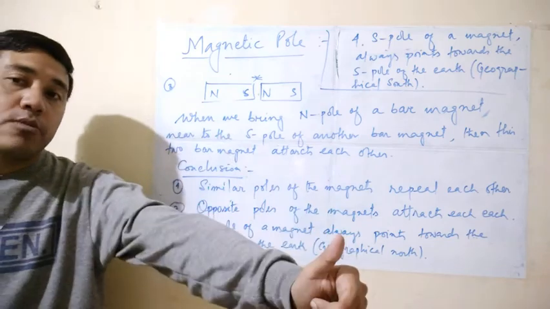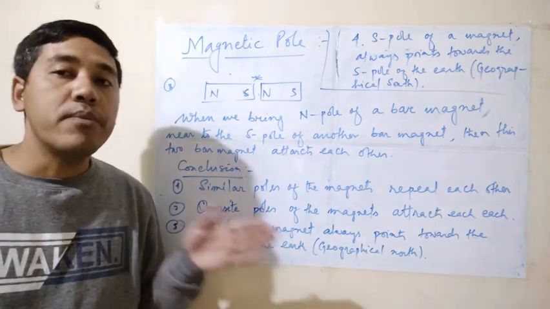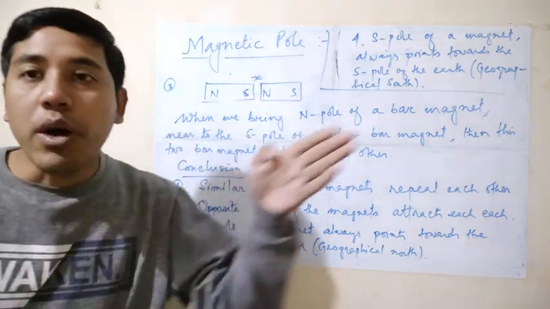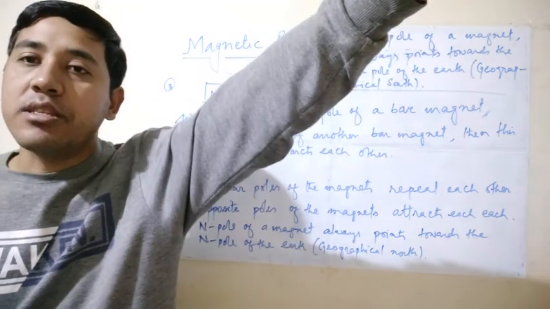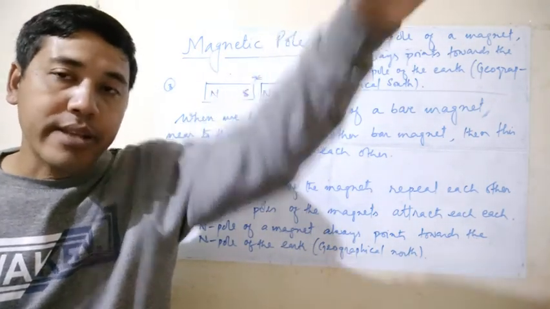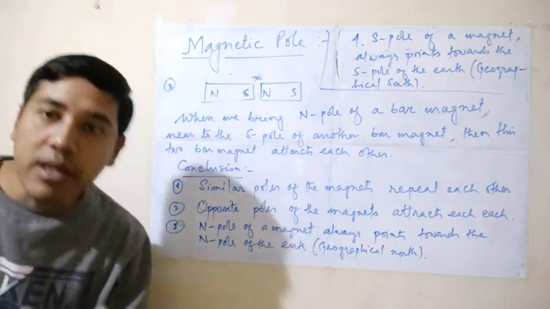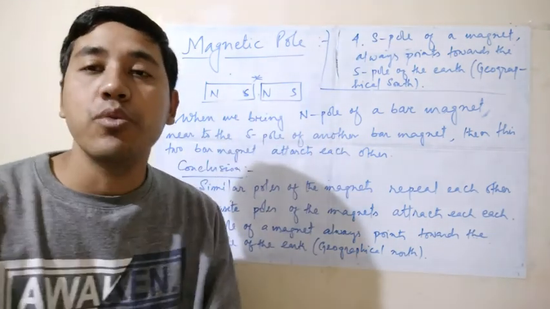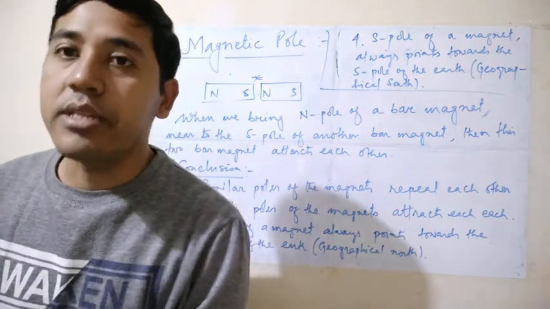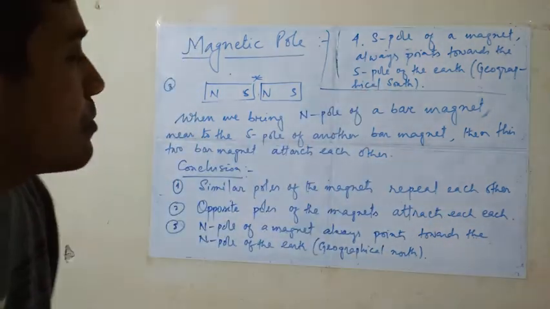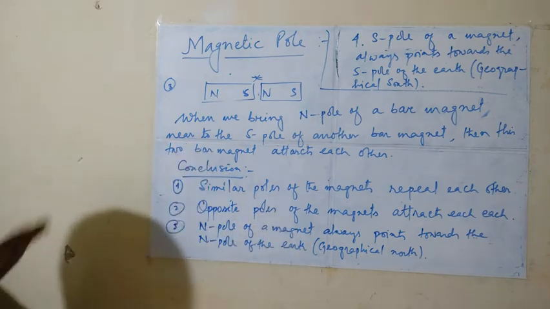The next point is the north pole of the bar magnet is always pointed towards the geographical north, that is always towards the north direction of our earth, right? And similarly, the south pole will always direct towards the geographical south of our earth. Okay, this is one of the important portions of the magnet.